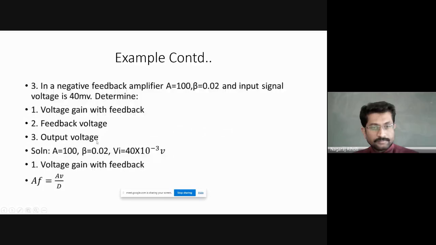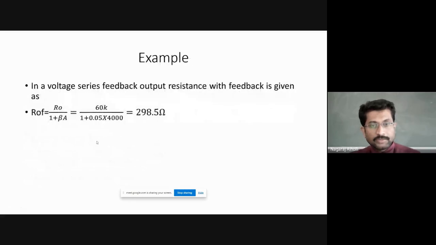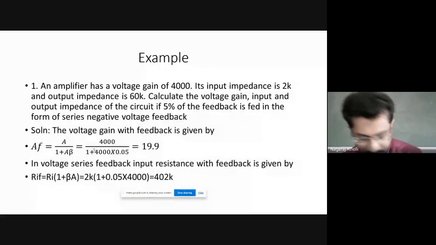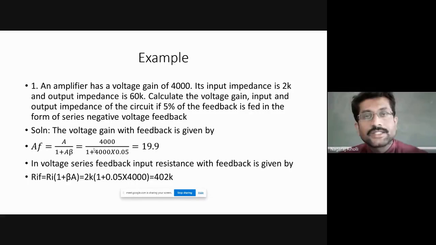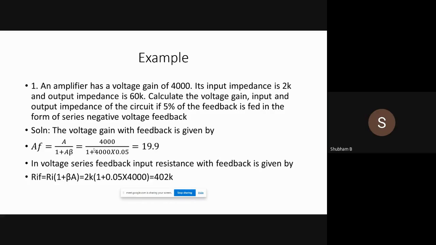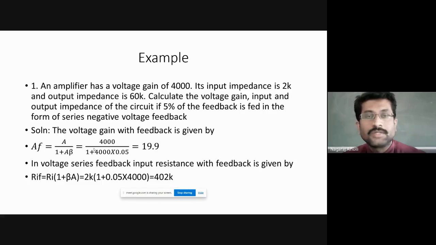Hope you all understood today's example, students. Any doubts here? Ankita? Any doubts? No, sir. No doubts. Okay. Atiya? Any doubts? Prajwal Mali? Shubham? Yes, sir. Any doubts, Shubham?